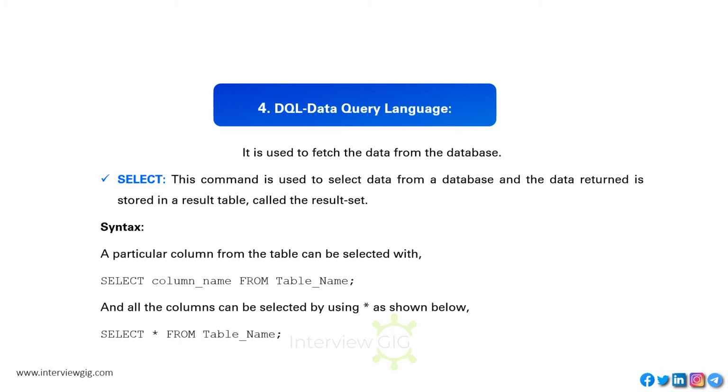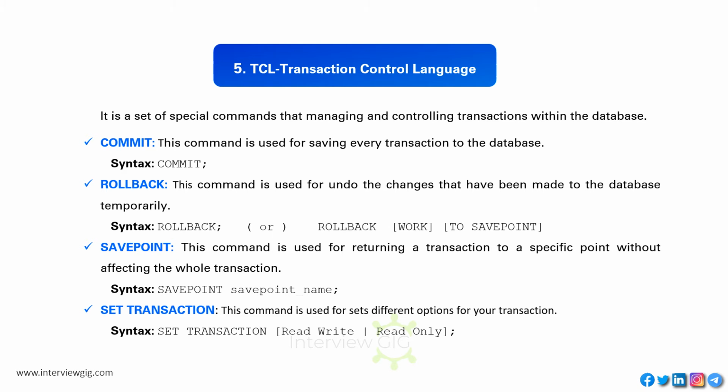SQL Data Query Language. It is used to fetch the data from the database. Select. This command is used to select data from a database, and the data returned is stored in a result table, called the result set. Syntax: A particular column from the table can be selected with select column name from table name. And all the columns can be selected by using asterisk as shown below. Select asterisk from table name.